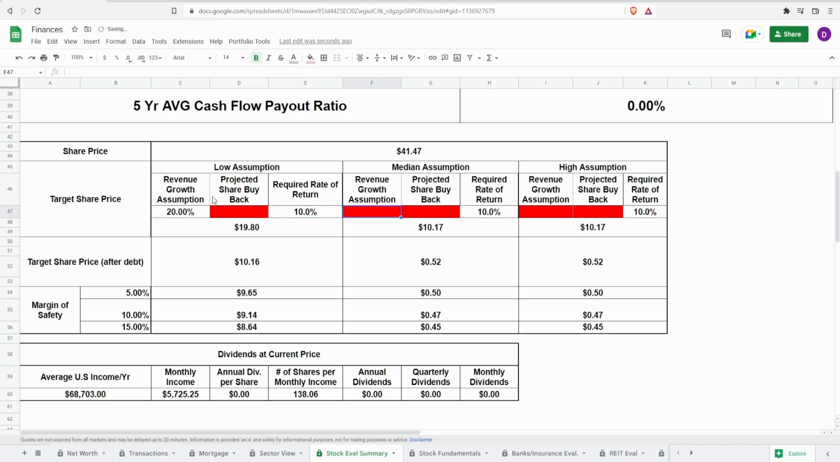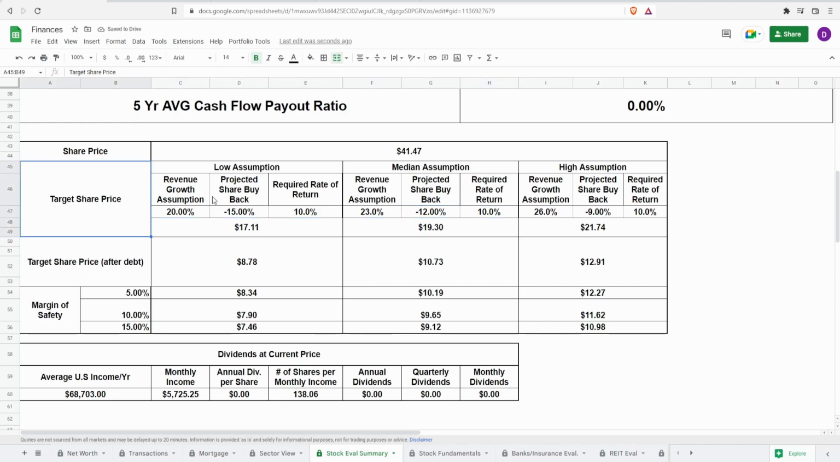For the medium assumption, let's say 23%. And for the highest assumption, let's say 26%. Now for the projected share buyback, guys. We just saw the shares outstanding change was roughly 14% or so. So for the lowest assumption, let's say that they'll continue to issue shares a little bit more than they did within the past 4 years, at -15. The negative just means that they're going to issue shares. Let's bring this down now to -12% and bring it down again to -9% for the median and high assumptions respectively.